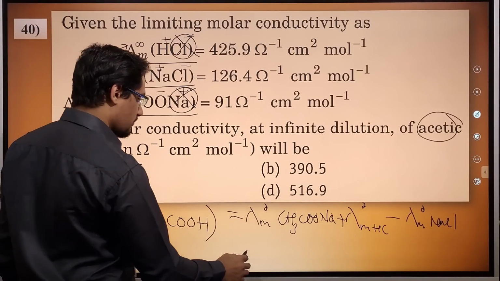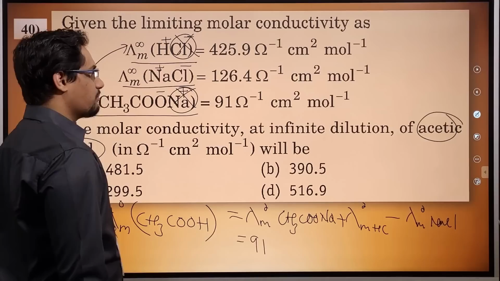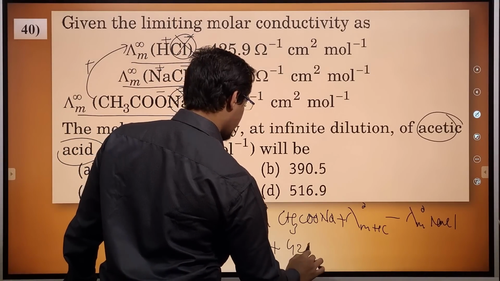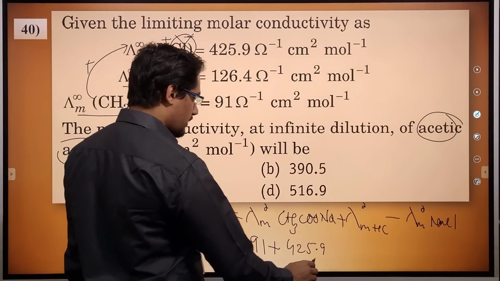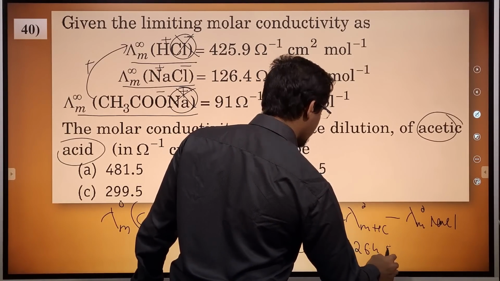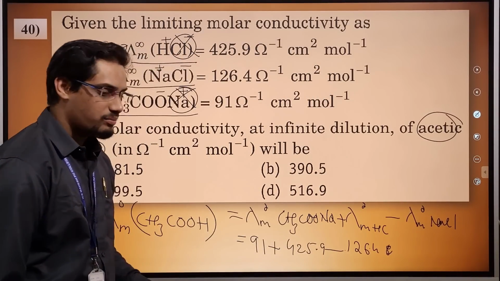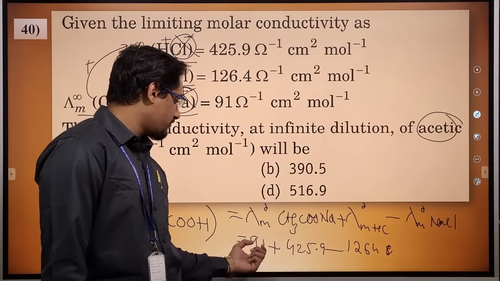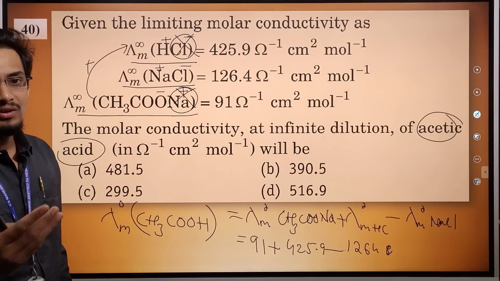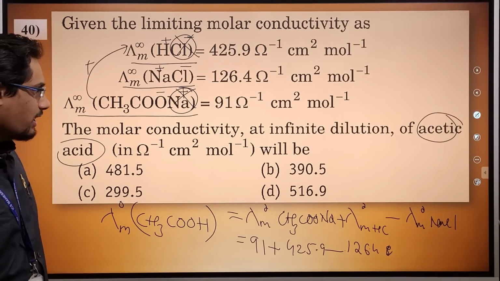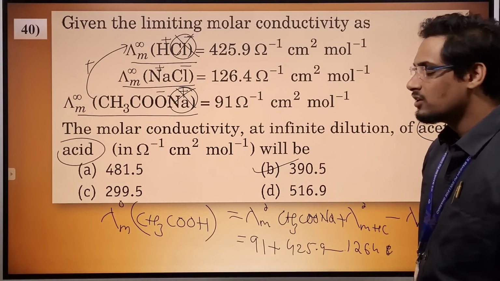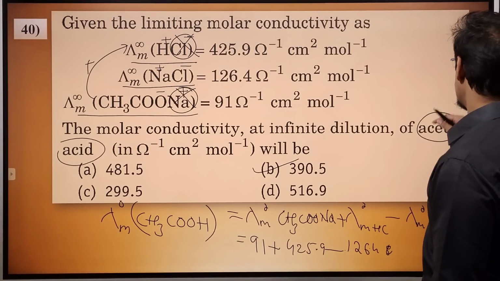So it is: lambda m naught of CH3COONa is 91 Siemens centimeter square per mole, and HCl is plus 425.9 Siemens centimeter square per mole, minus 126.4 Siemens centimeter square per mole. So we should add these two and subtract that. Don't do the exact calculation, go for a rough one. 425 plus 100, taking 91 as around 100, gives 525, right? Subtracting 126 from it, 525 gives around 400. The nearest to 400 would be 390.5, as 91 is about 10 less than 100, so it must be 10 less than 400. So 390.5 would be the exact answer.